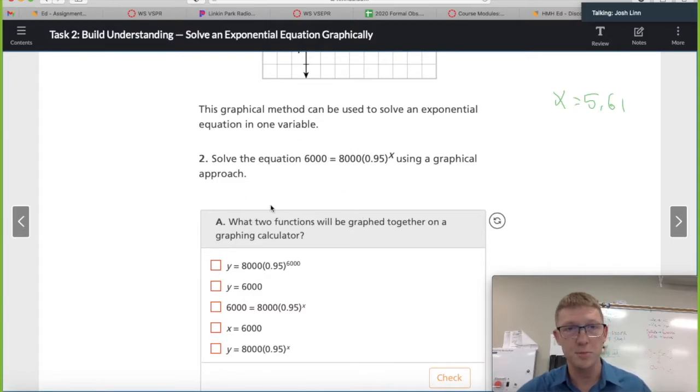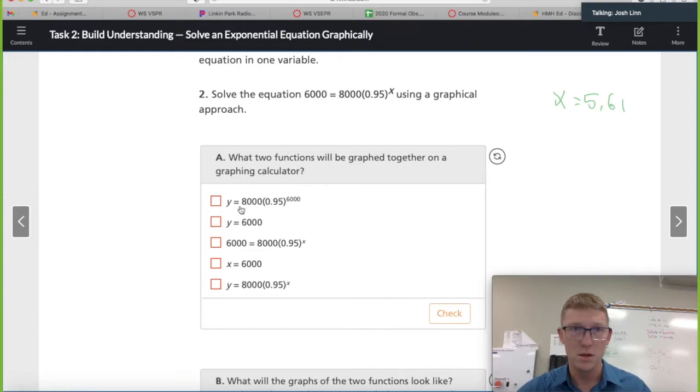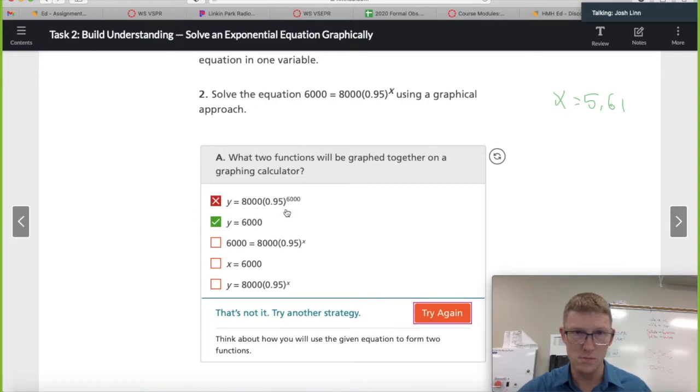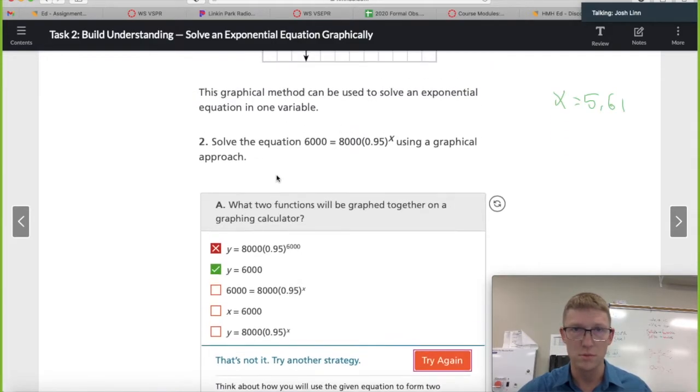So what two functions will be graphed on a graphing calculator together? That one and that one, what we talked about. What? Oh. Yeah, it might help if I read the actual equation. So that needs to be an x. My bad.